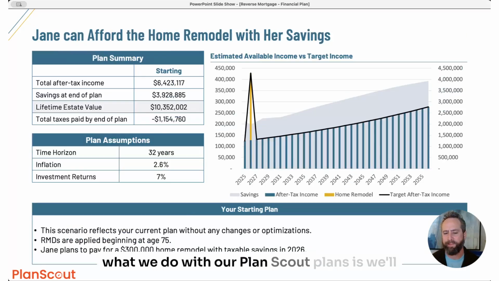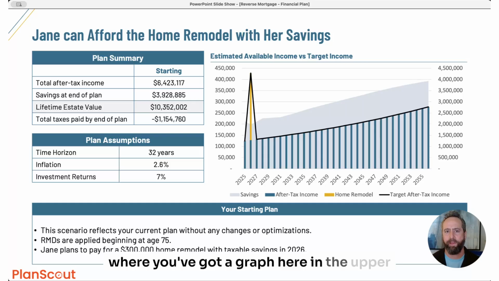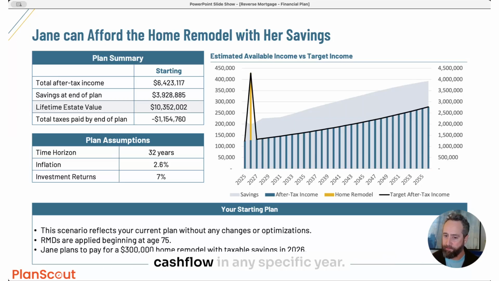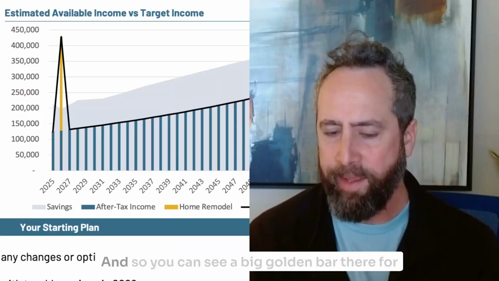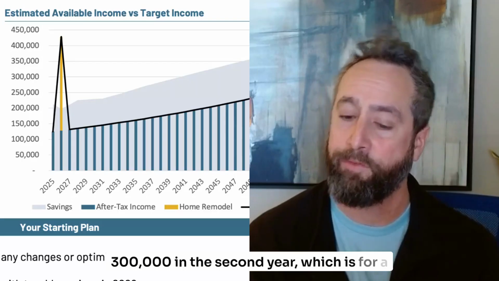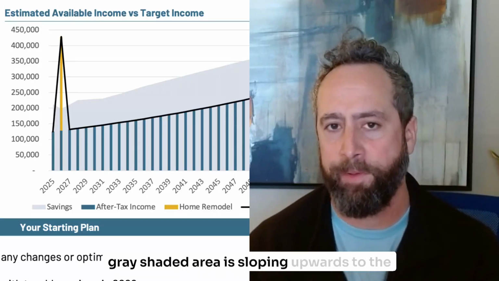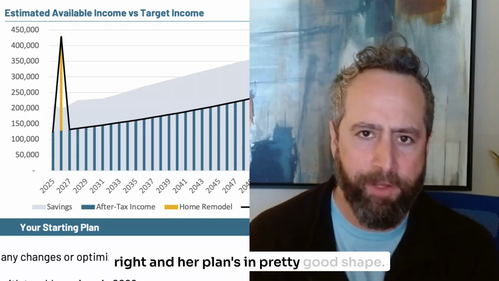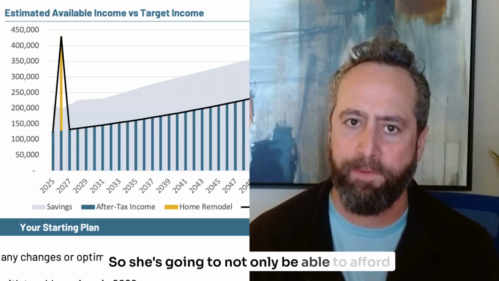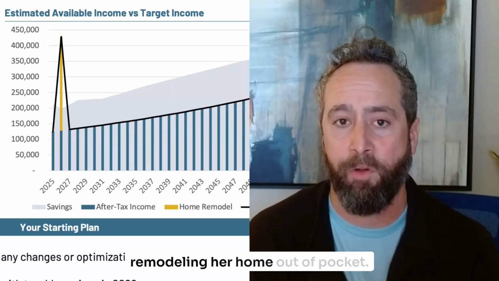What we do with our PlanScout plans is we'll always have a similar approach where you've got a graph here in the upper right that is a visual representation of her plan. You can see for Jane, the bars represent cash flow in any specific year. You can see a big golden bar there for $300,000 in the second year, which is for a home remodel. You can also see that the gray shaded area is sloping upwards to the right, and her plan's in pretty good shape. So she's going to not only be able to afford her lifestyle, but she's also going to be able to afford remodeling her home out of pocket.